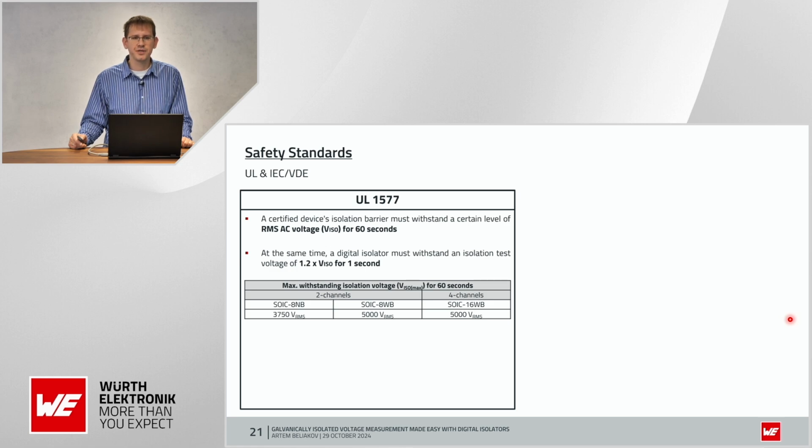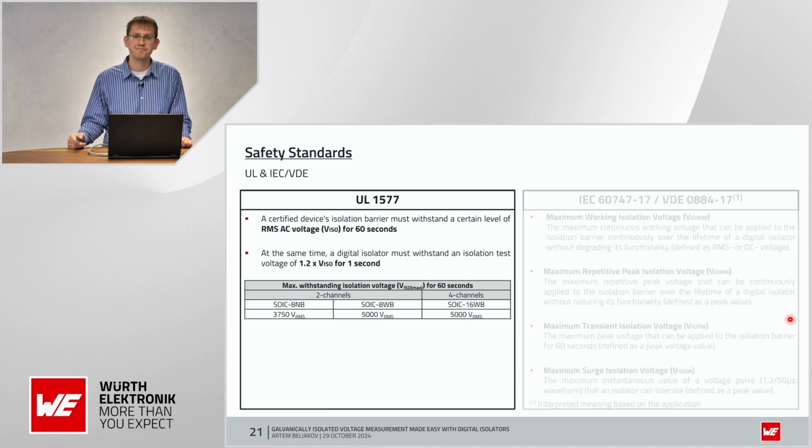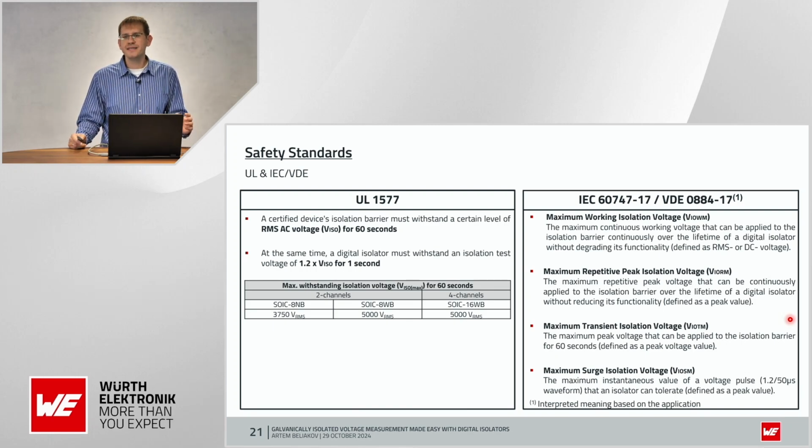In the table, you can see the isolation voltage level according to the UL 1577 standard for Würth Elektronik's digital isolators. For the SOIC 8 narrow body package, the isolation voltage is 3.75 kilovolts RMS, and 5 kilovolts RMS for the SOIC 8 wide body and SOIC 16 wide body packages. The IEC or VDE standard, it doesn't matter, they are both equal, includes 4 main isolation voltages, and you can see them on the slide.